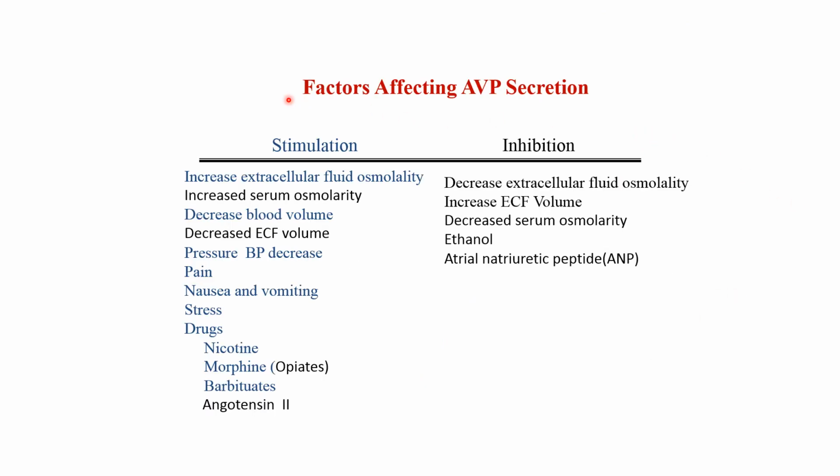Now, these are some of the factors which either increase or decrease arginine vasopressin or ADH secretion. These are, again, increased serum or extracellular fluid osmolarity. They are the same. Decreased blood volume or decreased ECF volume in general. Decrease in blood pressure, pain, nausea, vomiting, stress. Some drugs, you will learn about these drugs. Just keep them in mind for right now.